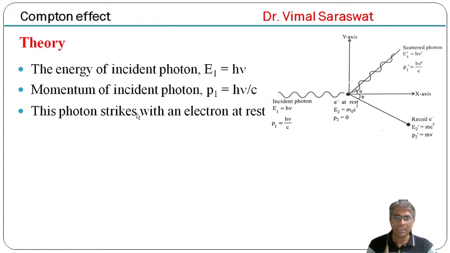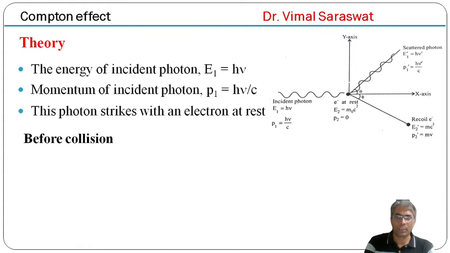This photon strikes an electron at rest, and the energy of the electron at rest is E2, that is m naught c square. M naught c square is the rest mass energy of the electron, and its momentum is 0 because this electron is at rest. So momentum P2 equal to m into v. Since v equal to 0, its momentum will be 0.